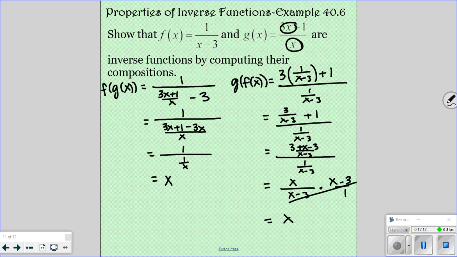So on the test, when it says determine if they are or show that they are, basically what you're going to do is show your work. And then you can say see paper or see scratch work to show your answer. But that's all you have to do on those. You just do both of your compositions, and if they both equal x, then they are inverses.